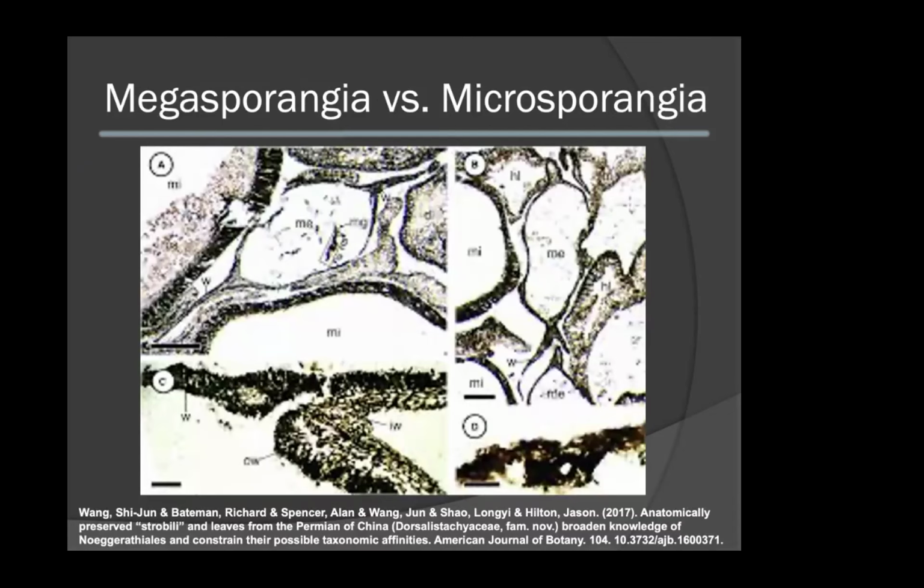This image here is taken from a research article from Wang et al. 2017, showing the difference between the megasporangia and microsporangia. The megasporangia is labeled as ME in the images, and the microsporangia is labeled as MI. Note in image A the presence of a megasporangium in the center of the image. Also note the presence of a megaspore labeled Mg within the megasporangium. Also note that there are microsporangia labeled Mi to the right and to the left of the megasporangium.